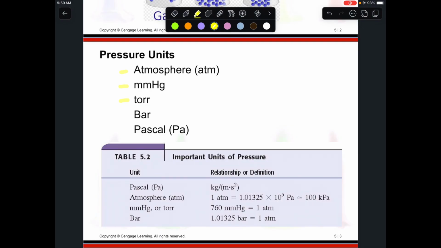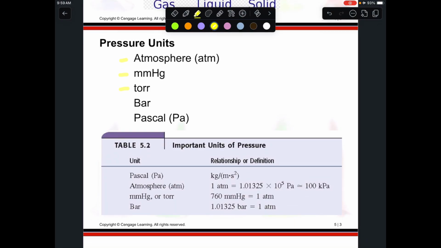Now, there are some conversion factors that you're going to need to utilize depending on what equation you're using. So again, a couple popular ones is 760 millimeters of mercury is equal to 1 atm. We're going to use that. And 1 atm is equal to 101,325 pascals. So those are two common ones. Of course, there are multiple other ones that we're going to utilize.